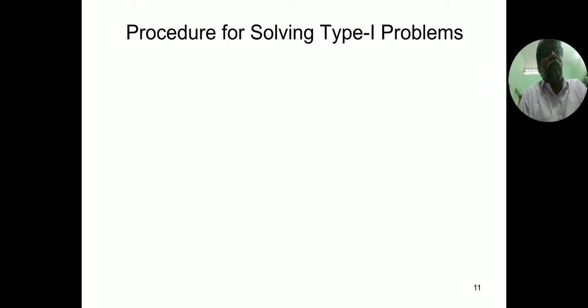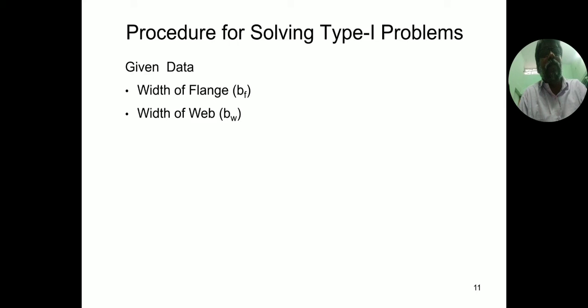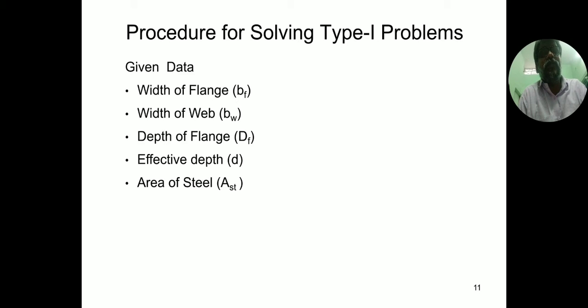Procedure for solving type 1 problem. Data: width of the flange BF, width of the web BW, depth of flange capital DF, effective depth small d, area of the steel AST.